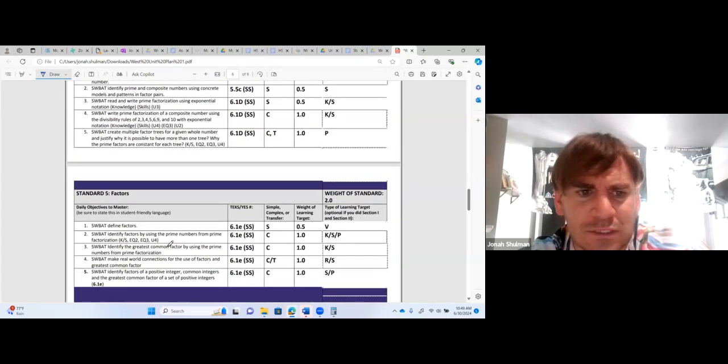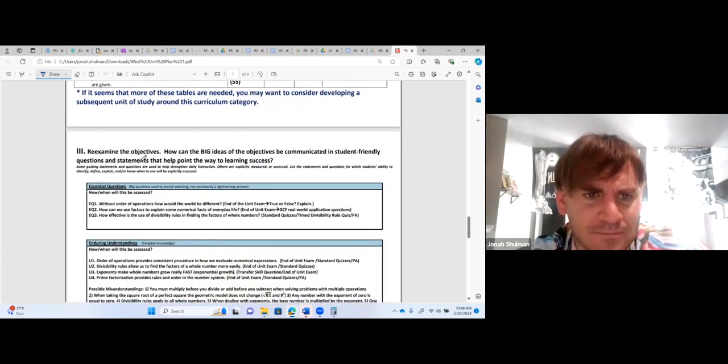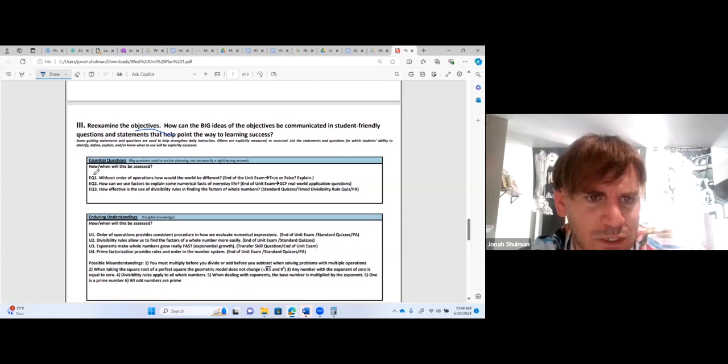And then we got prime factorization, factors, multiples. If there seems more tables, you may devote a subsequent unit of study for this one. So everything is broken down. Re-examine the objectives. So these are essential questions. Without order of operations, how would the world be different? I like these discussion questions. This is relating things to everyday life, which we'll do a lot of.